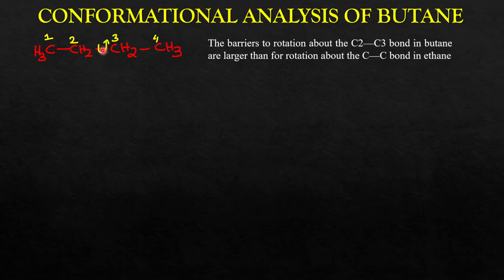One thing that I am focusing on is that the rotational barrier in butane along the C2-C3 bond is larger than the rotational barrier about the C-C bond in ethane. The rotational barrier in the ethane molecule is 12 kilojoule per mole, but here we will see that the rotational barrier along the C2-C3 bond in butane is larger than 12 kilojoule. And we have to understand why from the conformational analysis of this butane molecule.